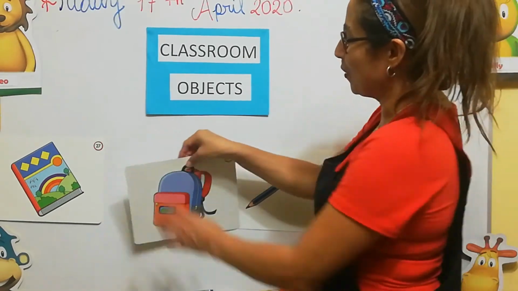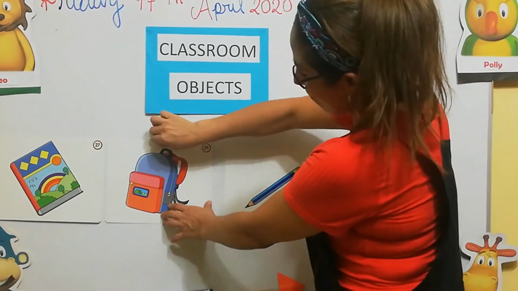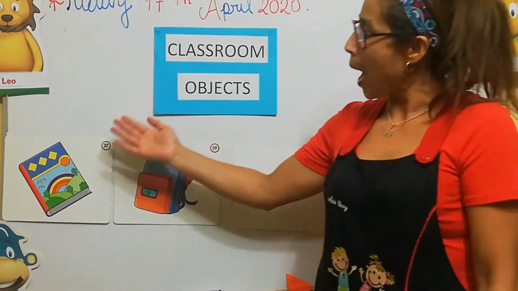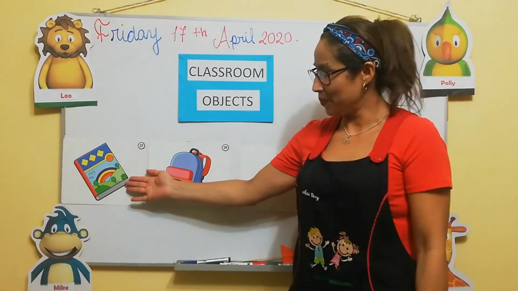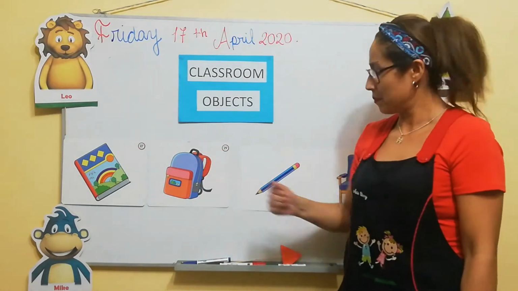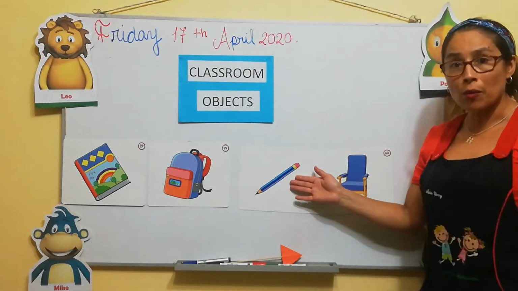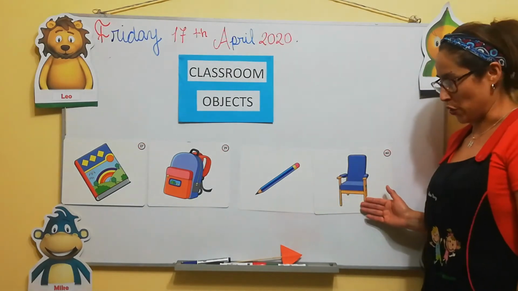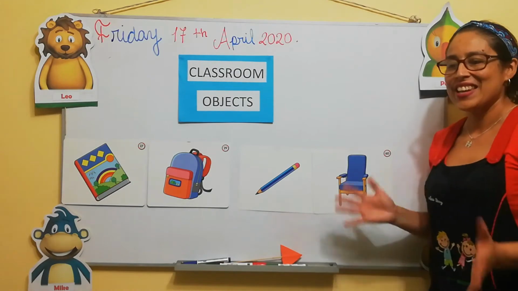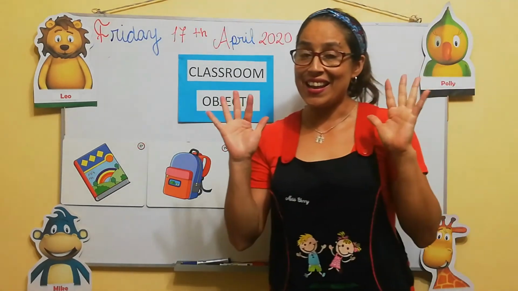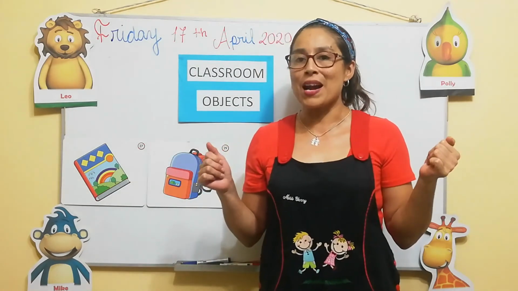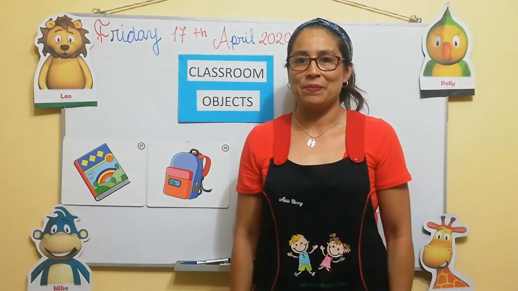So, look at this. I have a book. Yes, I have a bag, pencil, and chair. All right? Yes. Okay. Now, look. Ta-da-da-da. Let's practice. All right? Let's practice. Okay?